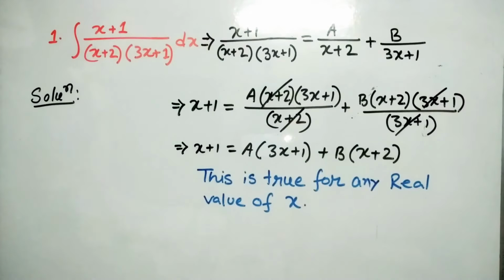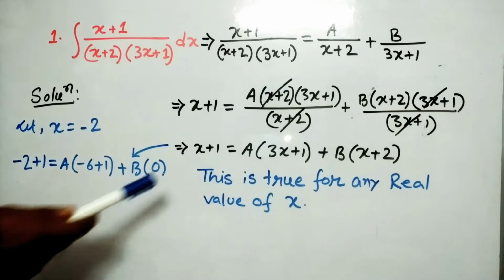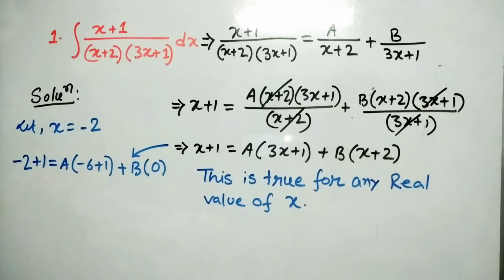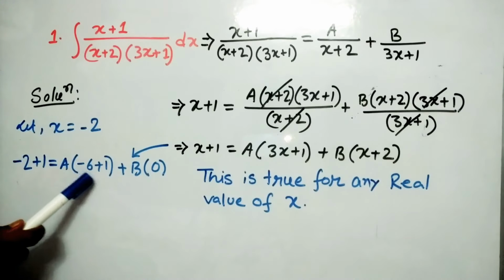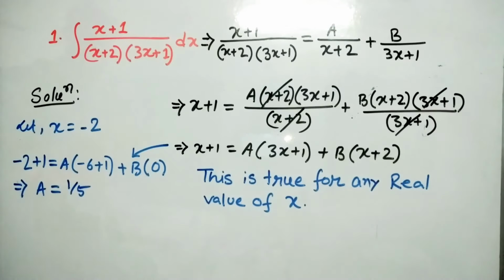Now this equation is true for any real value of x, so that is why we can assume any value of x to find the value of a and b. So if we take x is equal to minus 2, from this equation we get minus 2 plus 1 is equal to a into minus 6 plus 1 plus b into 0. So this gives us a is equal to 1 by 5.